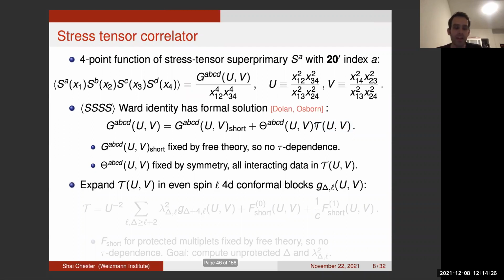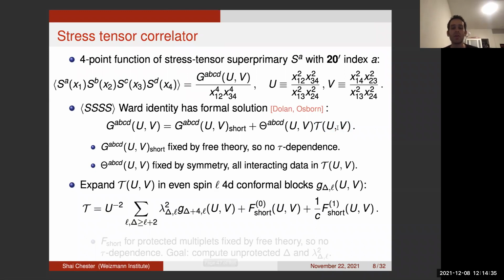So as usual in the bootstrap, we expand the 4-point function in blocks, where in particular, we're going to expand this function T of U and V, because that's where all the interesting information is. So when we expand it in blocks, there are two kinds of multiplets that appear. There are short multiplets, which do not depend on tau. Thus, you can just compute them from the free theory once and for all, and then resum their OPE coefficients to get these exact functions F0 and F1 short. Where notice that their dependence on C is also very simple. They're just linear in 1 over C. So these things were actually computed in the original paper by Beem, Rastelli et al. The more interesting stuff is the long multiplets.